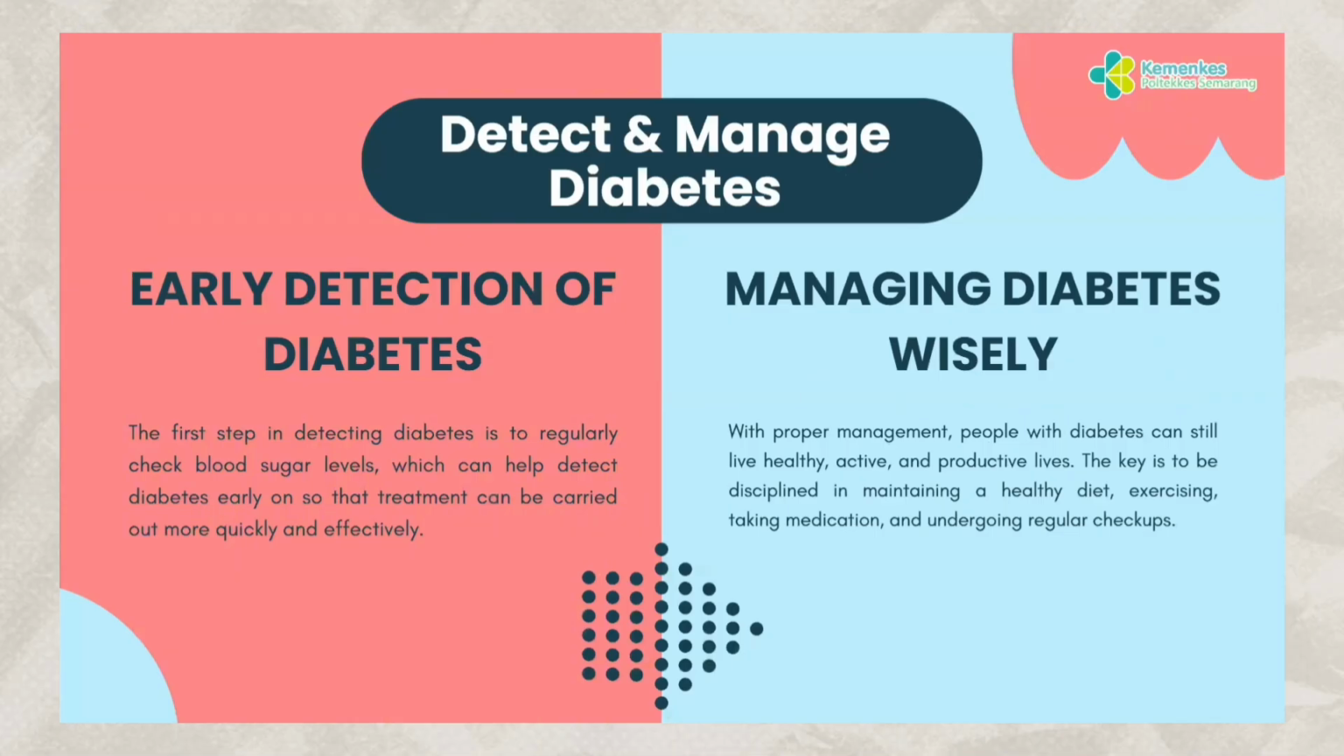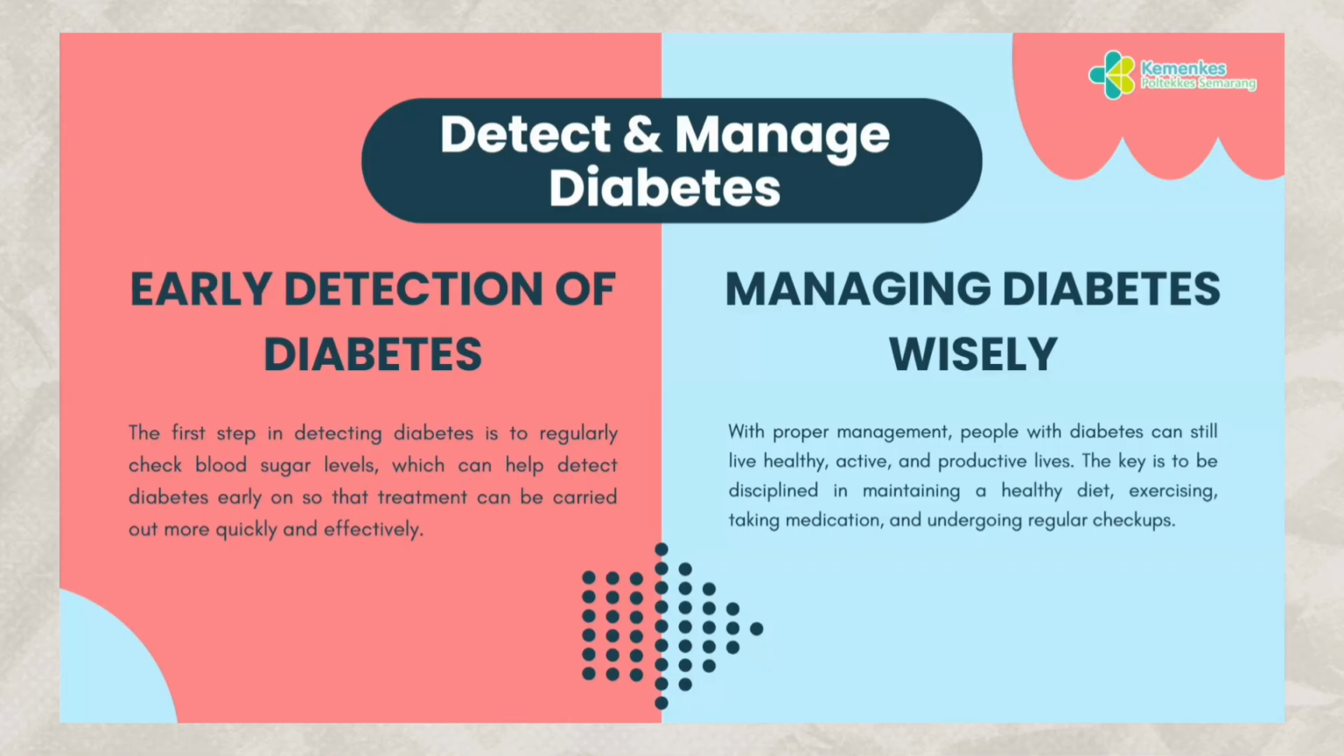Okay, the last, detect and manage diabetes. The early detection of diabetes. The first step in detecting diabetes is to regularly check blood sugar levels, which can help detect diabetes early on so that treatment can be carried out more quickly and effectively. And managing diabetes wisely, with proper management, people with diabetes can still live healthy, active, and productive lives. The key is to be disciplined in maintaining a healthy diet, exercising, taking medication, and undergoing regular checkups.